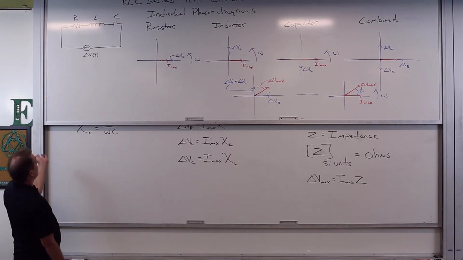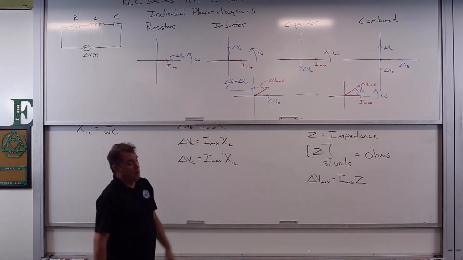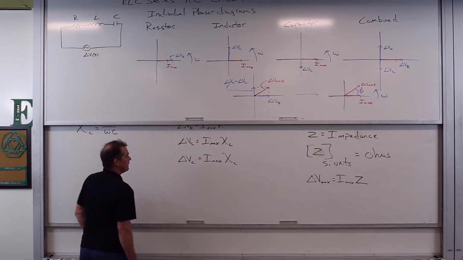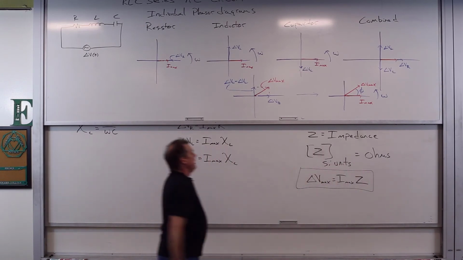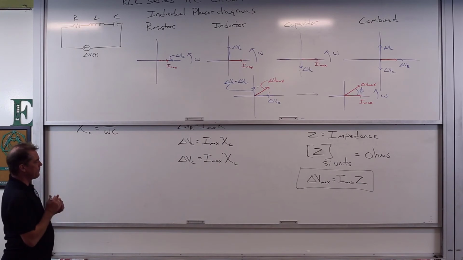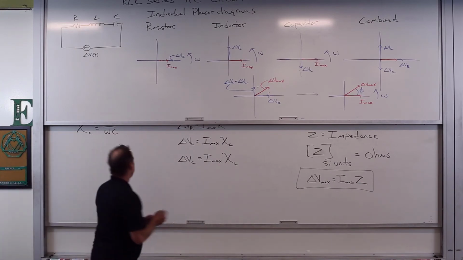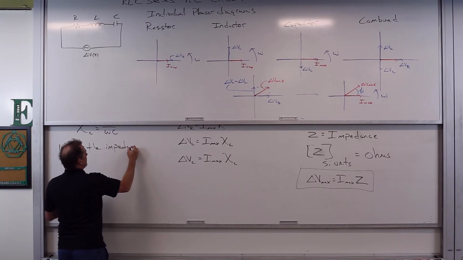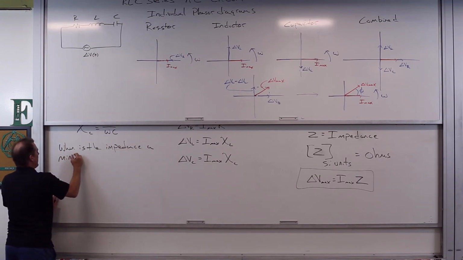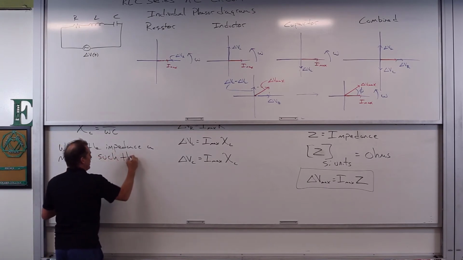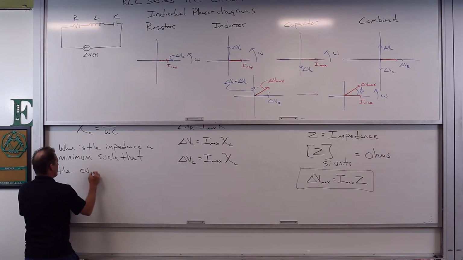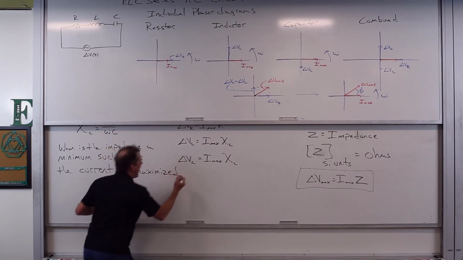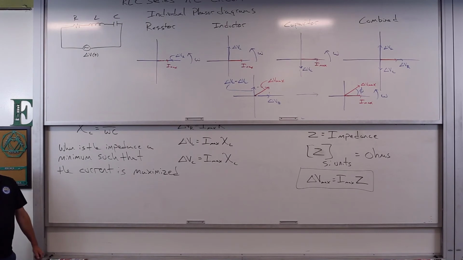And that could just be, if it's purely resistive, the impedance could be equivalent to the resistance. But generally, we stick in some other elements, there's some sort of inductance, some sort of capacitance. Here we go. A couple last things with the impedance of the circuit: when is the impedance minimum such that current is maximized? How do we get the maximum current?